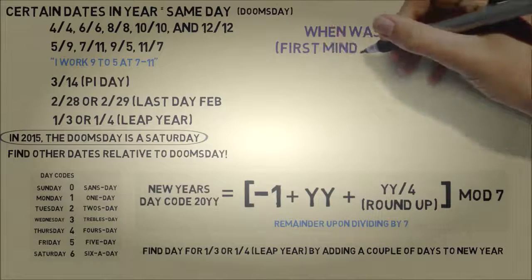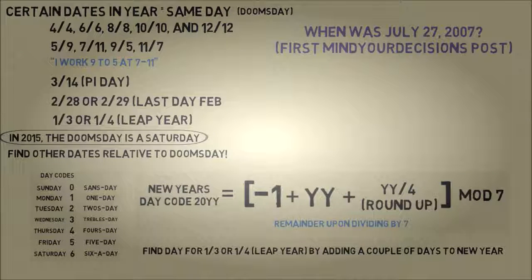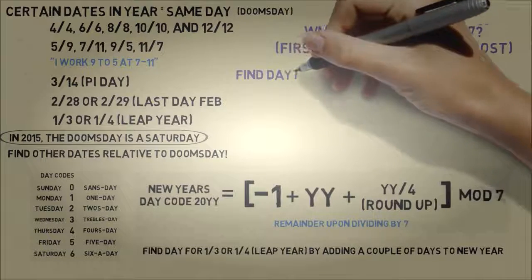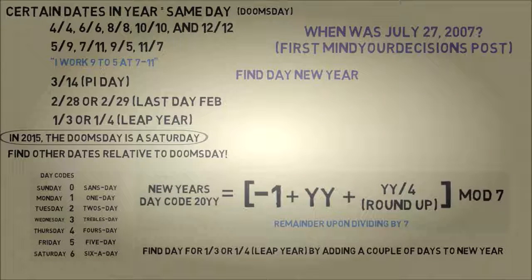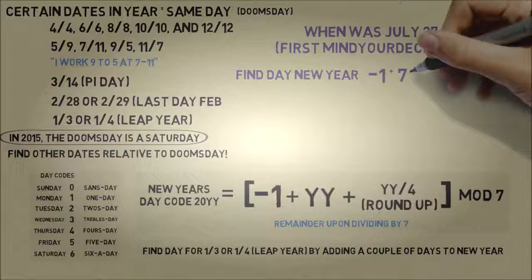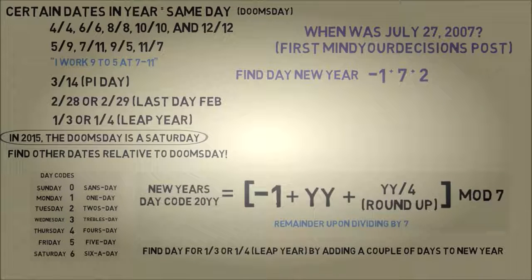So let's do an example. Let's try and figure out when July 27th of 2007 was. That was the first post I put on the Mind Your Decisions blog. So the first step is to figure out the day that the new year fell on. So we'll use our formula. We do -1 plus 7 plus 7 over 4 rounded up, which is 2. This ends up being a Monday.